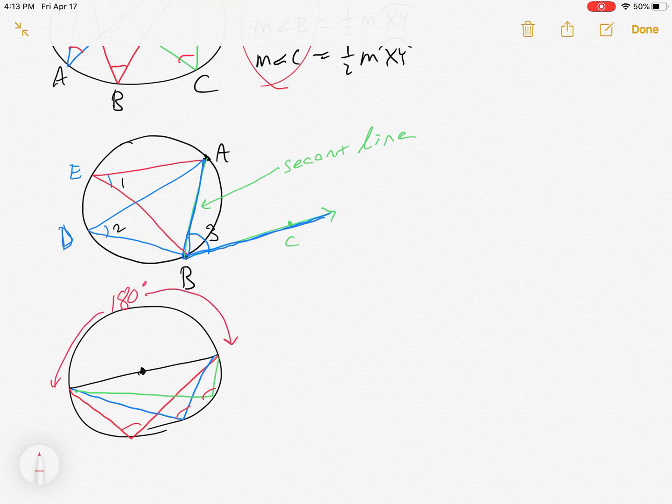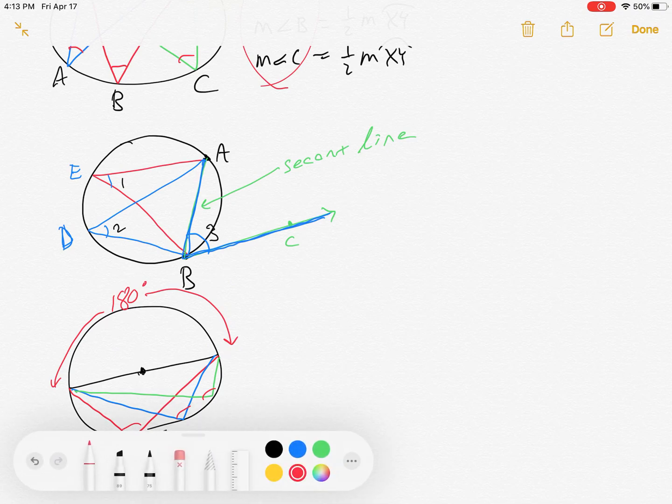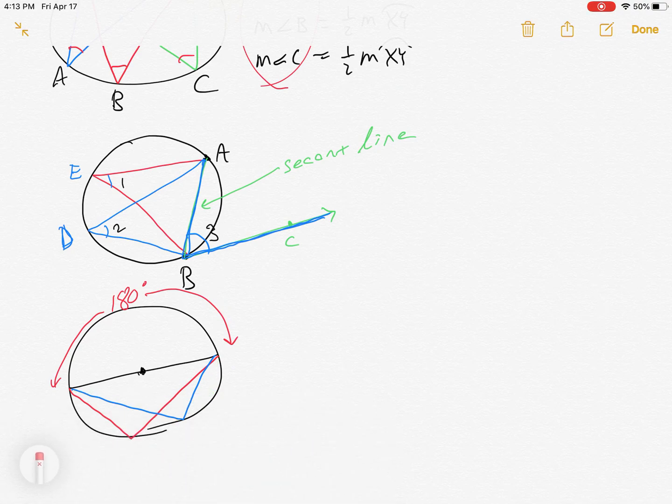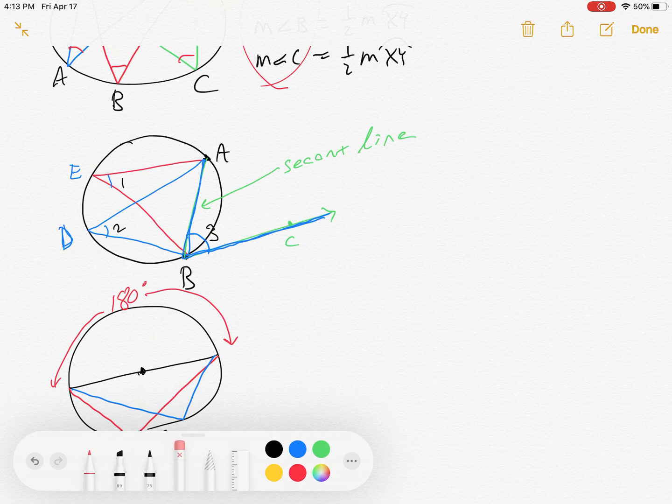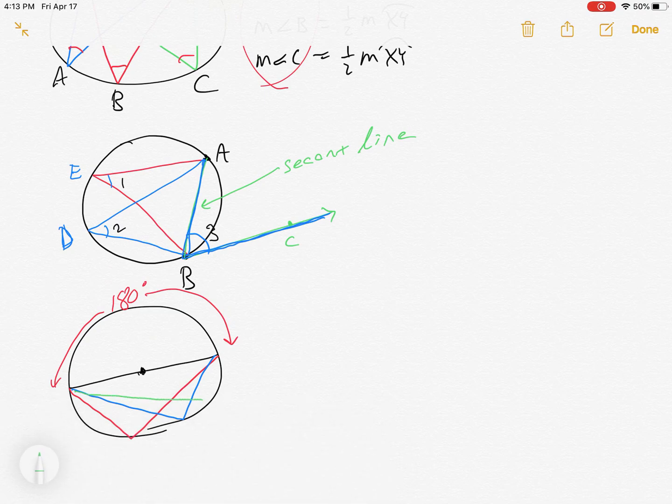Yay, big deal. But more than that, they open up to a 180-degree arc. So remember, they're half the measure of their intercepted arc. What's half of 180? It is 90. So these aren't just congruent angles, but they're actually all right angles. Right angle, right angle, right angle. Again, limited by my poor drawing.